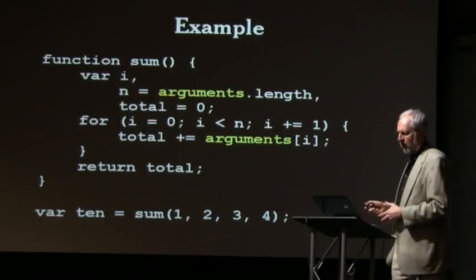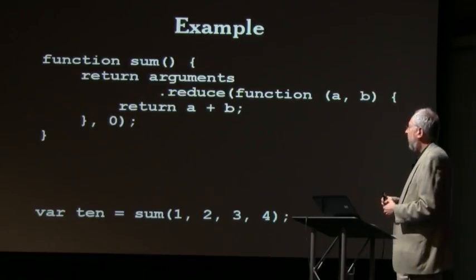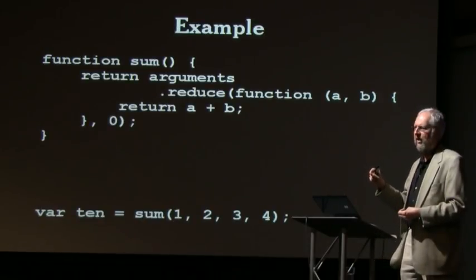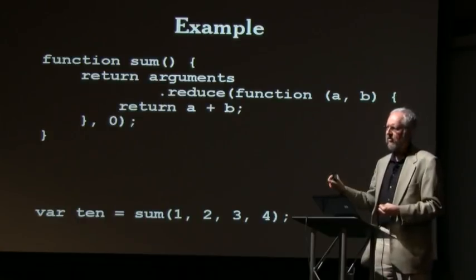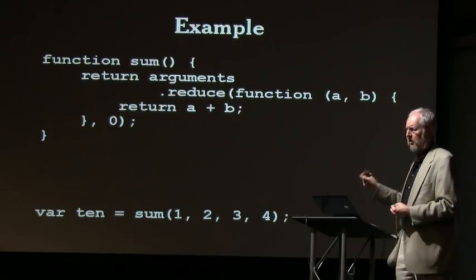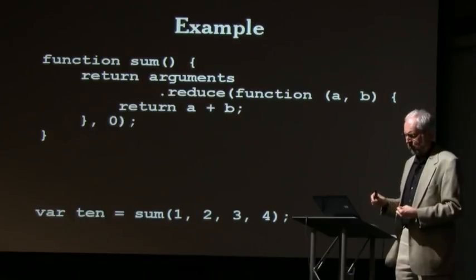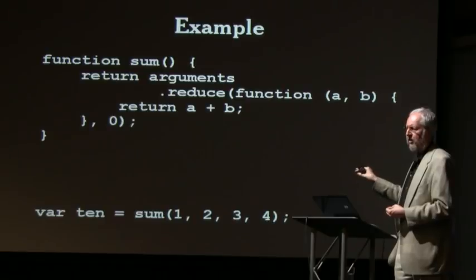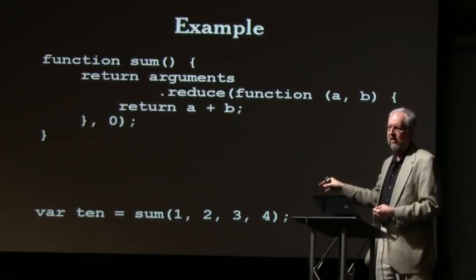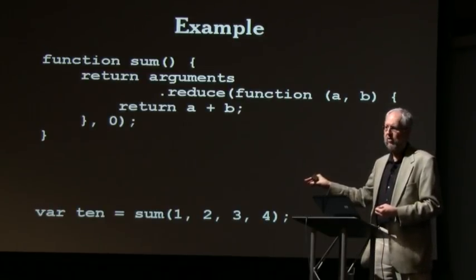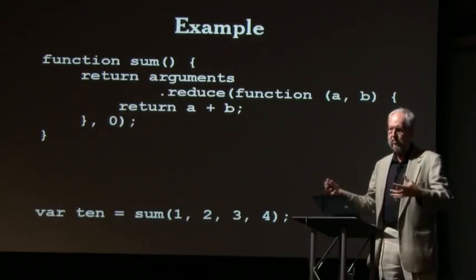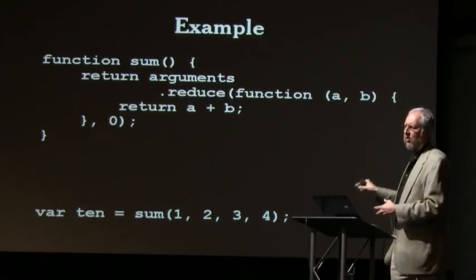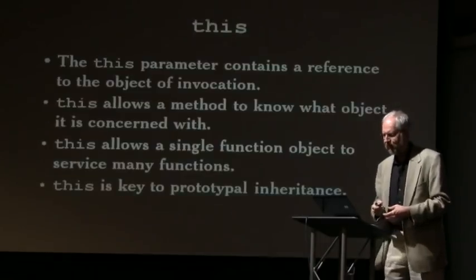This gets a little bit nicer in the 5th edition. In the 5th edition, arguments is more array-like than before. It's more array-like in that it actually inherits now from array.prototype. And array.prototype now contains some interesting functions like reduce. So I can call arguments.reduce and pass it a function that does adding. And the result of that will be to add up all the properties, all the members of that array and return it. So it's, I think, a more elegant way of expressing the same program.